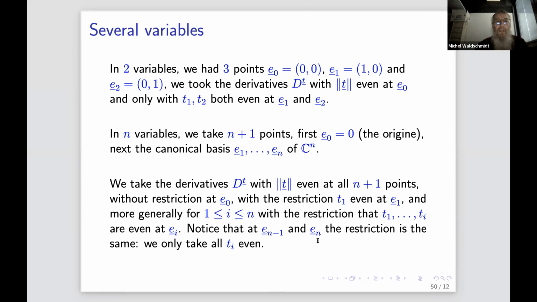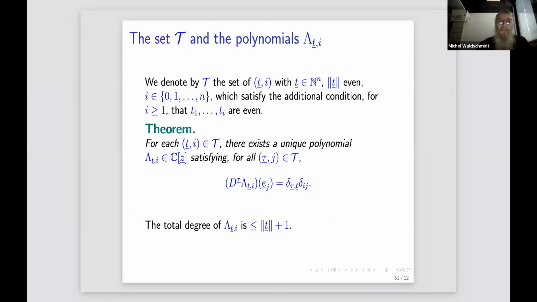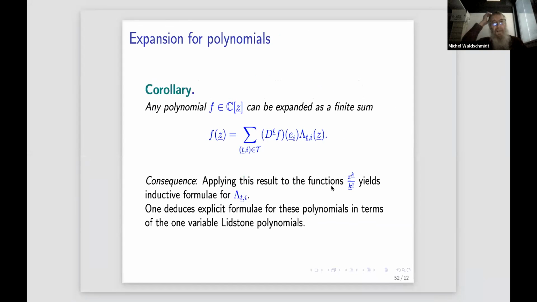So let me just say that with this definition, we have a set T, which is defined by the condition which I gave. We have the unicity result, and we have the existence of the polynomials lambda Ti, which take the values which are the Kronecker symbol, and therefore any polynomial can be expanded as a finite sum with the derivatives dt f of ei. And so there are some more slides, but I can just give a summary saying that everything which is known for 1 and 2 variables works in the same way for several variables.